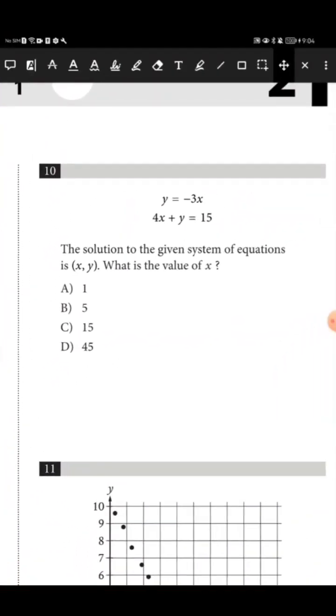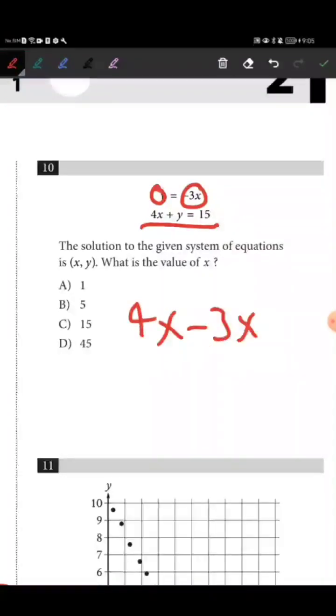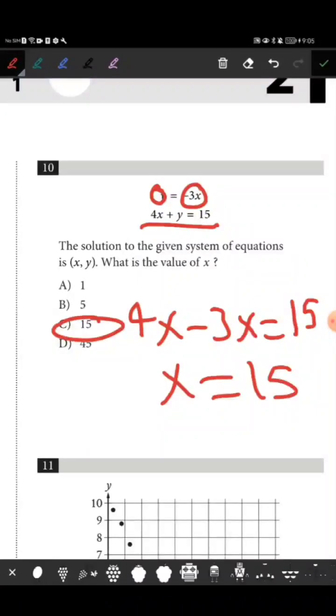Moving on to question number 10. The solution to the given system of equations is x and y. What is the value of x? So this is a very easy algebraic equation. So to solve this question in the fast way, we can substitute y with 3x in this equation. So 4x minus 3x equals 15. So x equals 15. As easy as that.